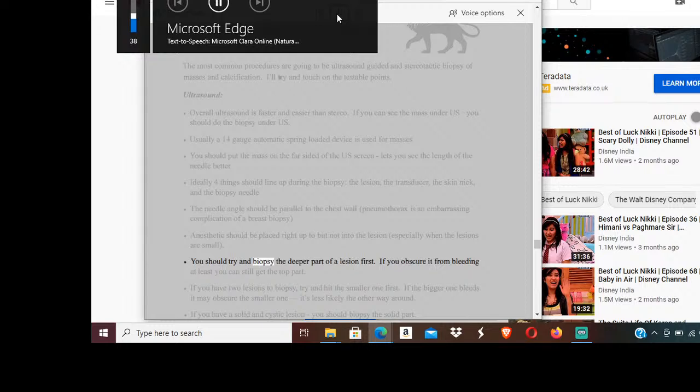You should try and biopsy the deeper part of a lesion first. If you obscure it from bleeding, at least you can still get the top part. If you have 2 lesions to biopsy, try and hit the smaller one first. If the bigger one bleeds, it may obscure the smaller one. It's less likely the other way around. If you have a solid and cystic lesion, you should biopsy the solid part.